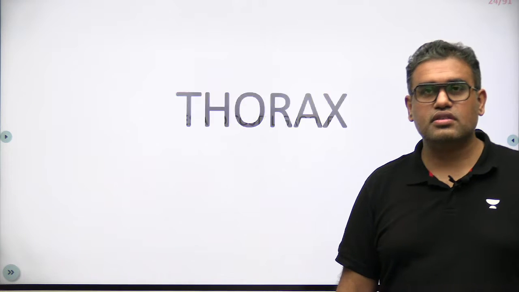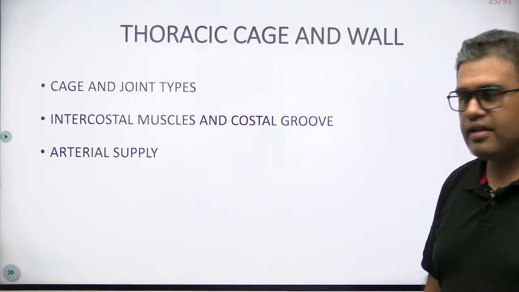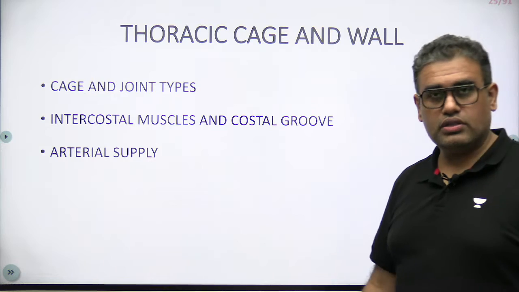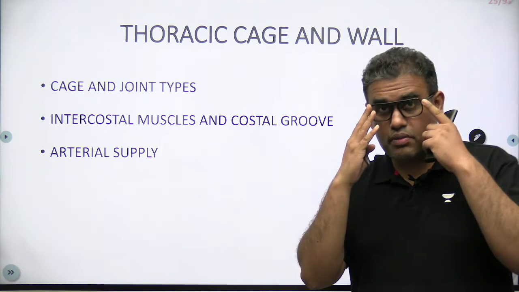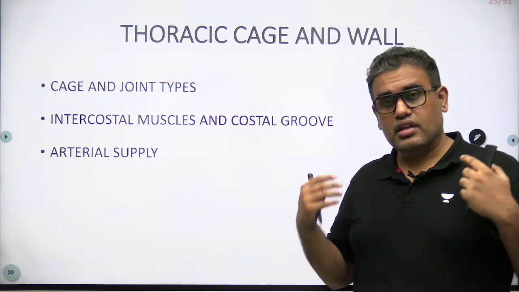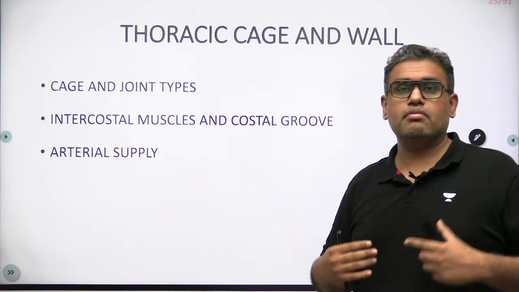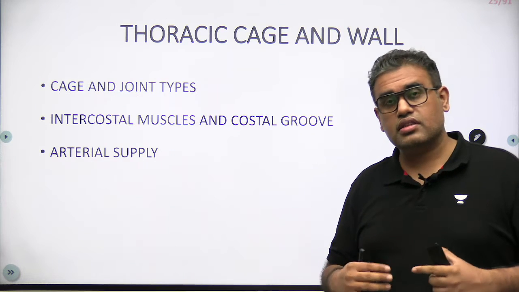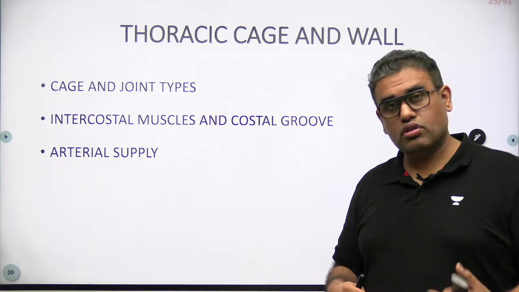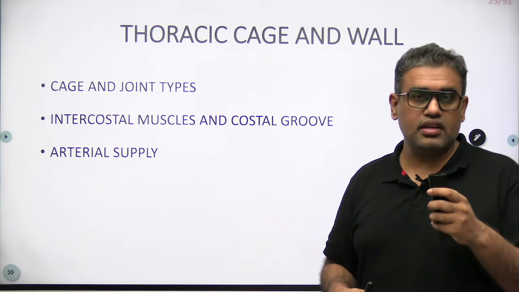Next, we come to the thorax part, some important topics from here. Thoracic cage and wall. Thoracic cage, a lot of joints over here. Remember joints. Ribs, vertebrae, sternum, cartilage, they make a lot of joints over here. You should know which is which type of joint because that has come in the recent exam.